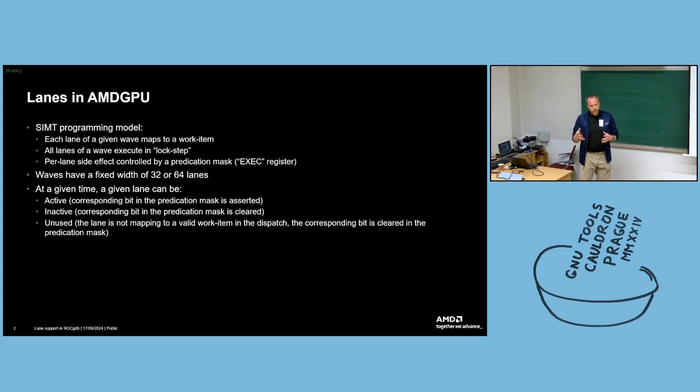Some properties we have: the waves have a fixed number of lanes, which is fixed across the entire lifetime of a wave, but can change in the same architecture from one wave to the next. It's going to be 32 lanes or 64 lanes, depending on the architecture and the configuration. At a given time, a lane, depending on the predication mask, can be either active or inactive. We also define unused lanes, which are lanes that do not map to any thread in the source language model, so they're never active.